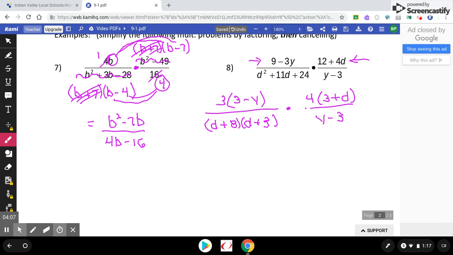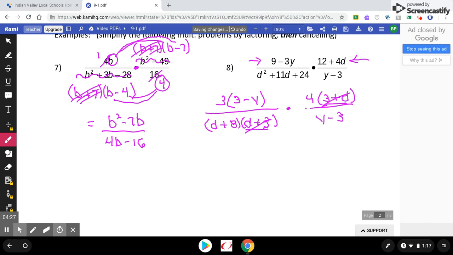All right, well, the point is to get something to cancel. Do you see matching binomials? Well, what do you think? D plus 3, 3 plus D, are they the same? They're flip-flop, but if you think about it, positive D, positive 3, positive D, positive 3. They match. Cross them off.